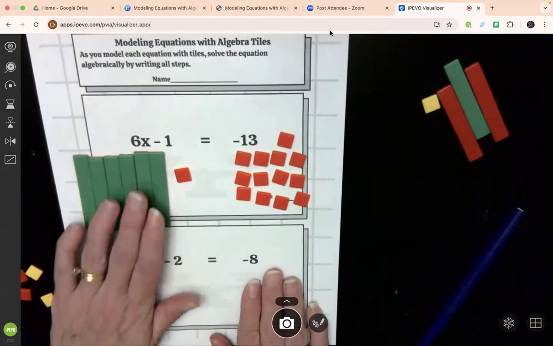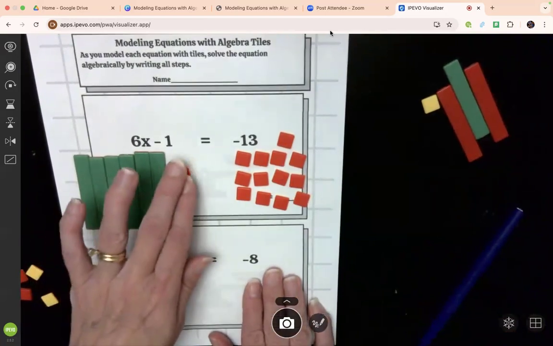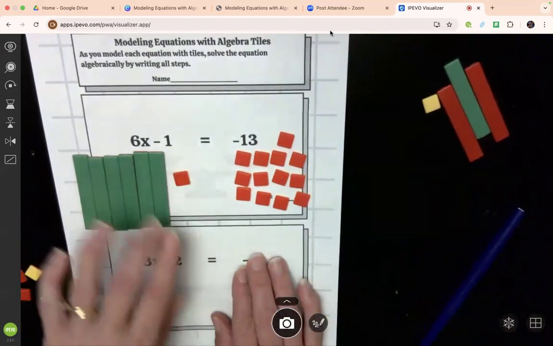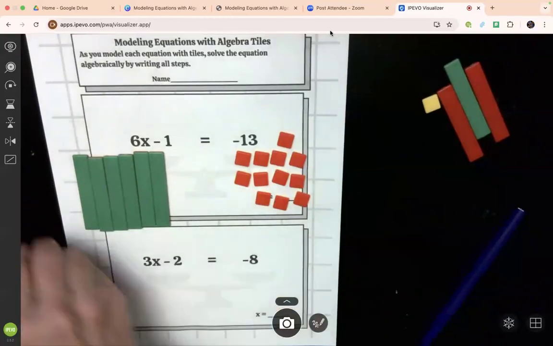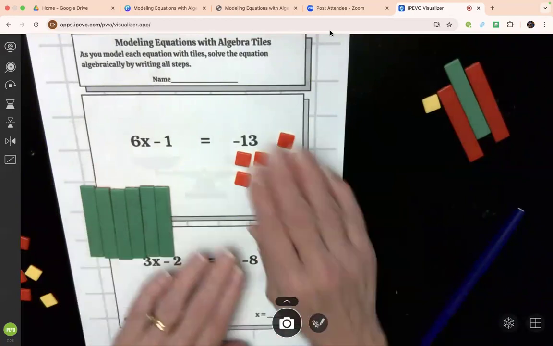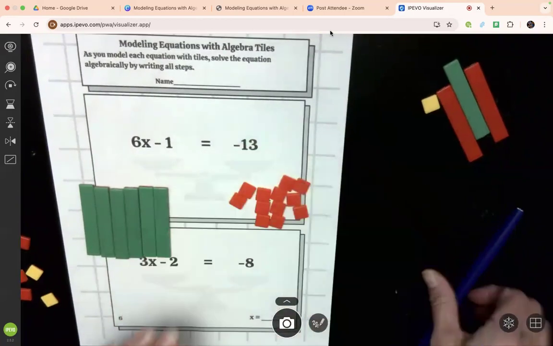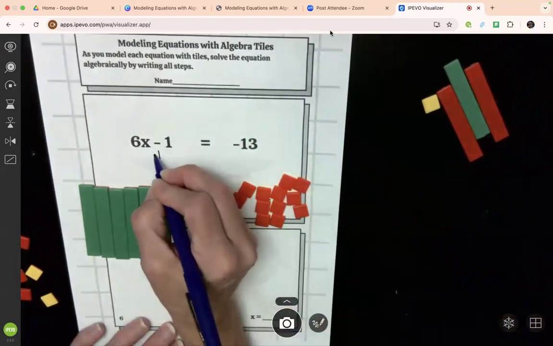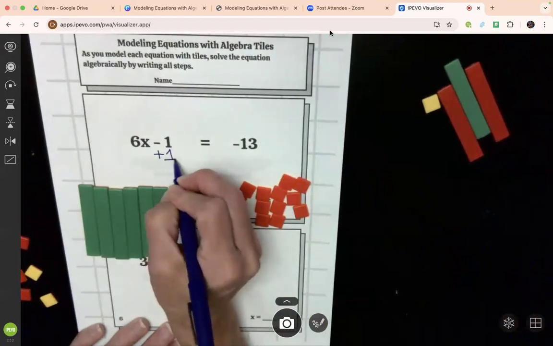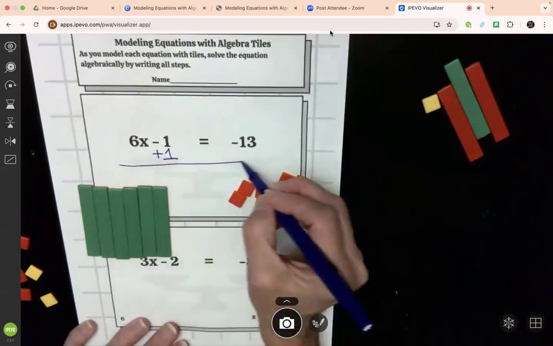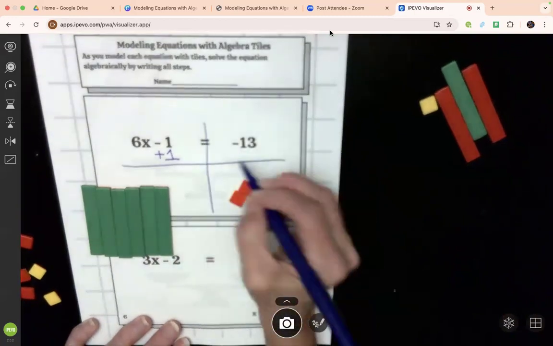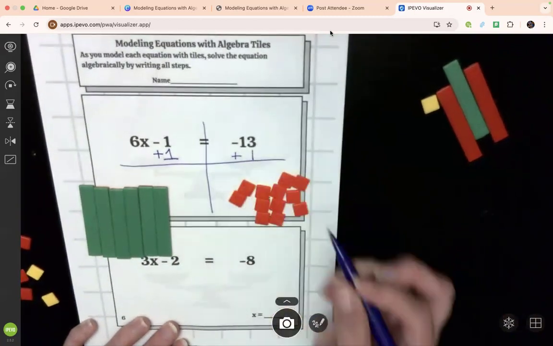Okay, so again, my first step is I want to remove this -1. And in this case, I can do that. I can remove a -1 on both sides. So remove -1 on both sides. And so what that looks like is I'm going to add 1 over here in writing, because I still want to make this a 0 pair. And I'm going to add 1 over here.